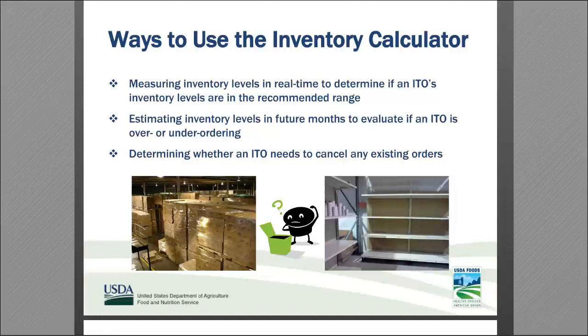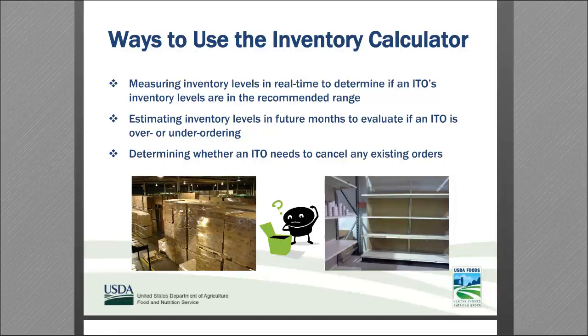Now that we've given you a brief history of the inventory calculator and walked you through how it works, I want to discuss the many different ways the inventory calculator can be used. First, as we've already discussed, you can use the inventory calculator for measuring inventory levels in real time to determine if an ITO's inventory levels are in the recommended range. You can also estimate inventory levels in future months to evaluate if an ITO is over or under ordering.